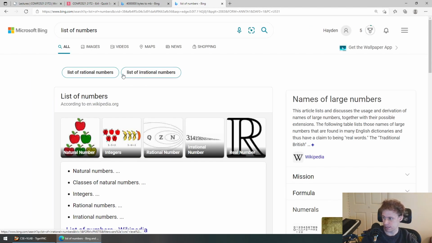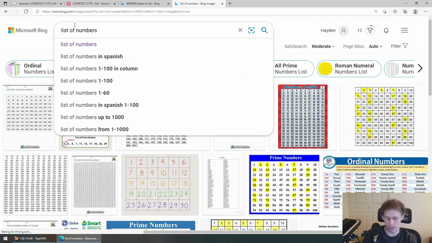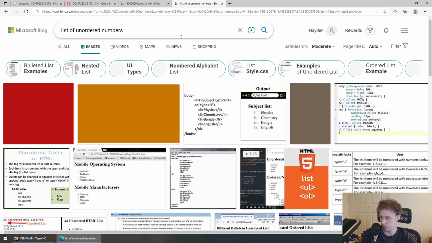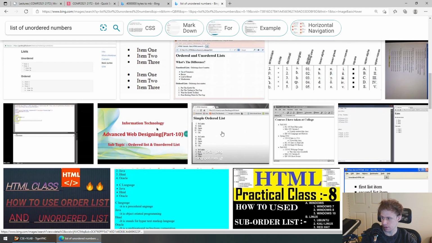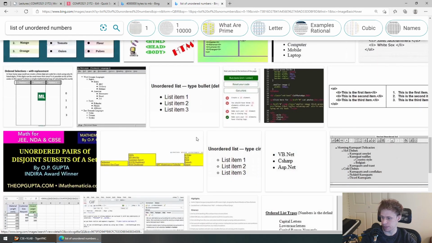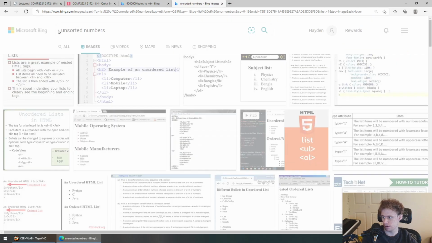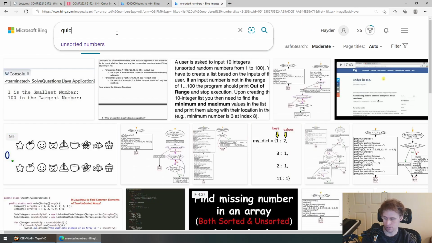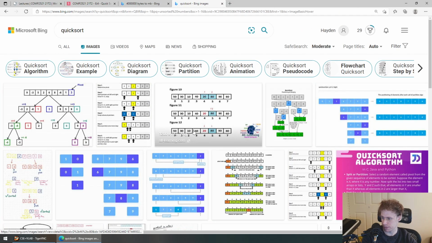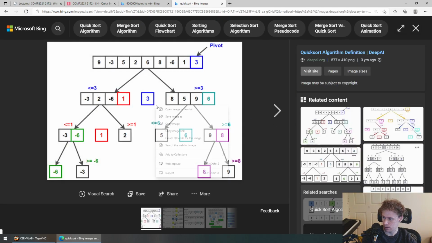if I just get a list of unordered numbers, see, I was not going to do this, but I changed my mind. Unsorted numbers. Or I could just Google quicksort and see what I get. I'm sure they'll give me some kind of list of numbers. Yeah, great.